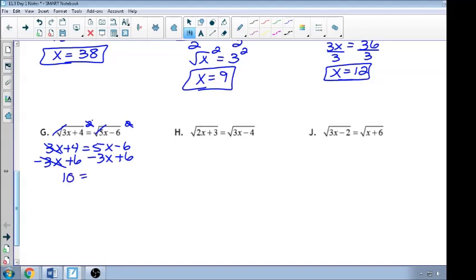So 4 plus 6 is 10. It equals 5x minus 3x, which is 2x. I can divide by 2. X then would equal 5. Okay? Moving on to h, it's exactly the same idea.